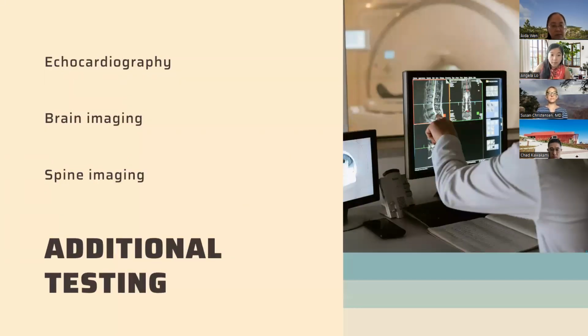Additional tests can be done, but it really should be driven by what's found in the history and physical. For example, echoes should be reserved for those with cardiac conditions believed to affect blood flow to the brain, or spine radiographs or an MRI can be useful in patients with gait disorders, abnormalities on neurologic exams, like spasticity or hyperreflexia, to exclude things like cervical spondylosis or lumbar stenosis as a cause of falls.